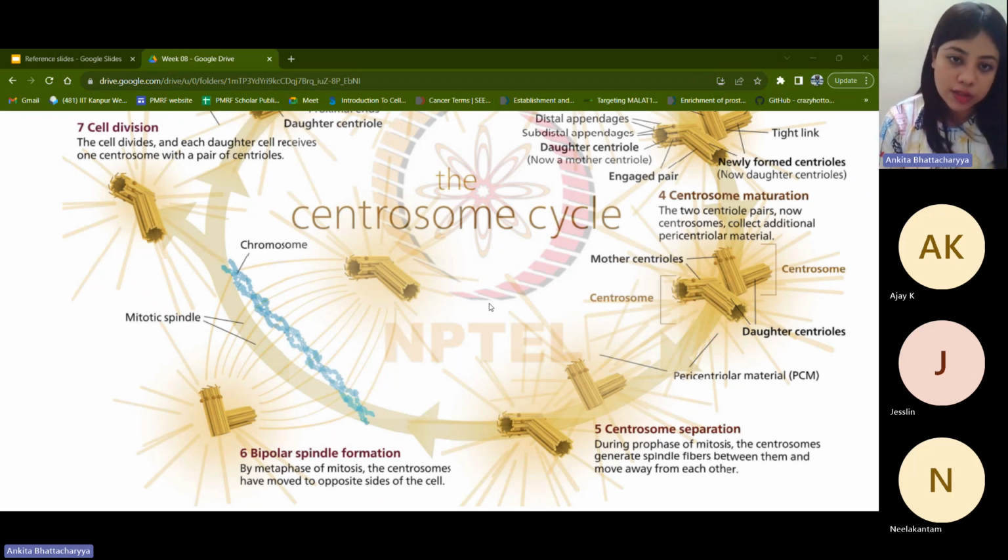Each cell initially receives one centrosome, and at the time of division, this centrosome duplicates, forming two centrosomes. Those two centrosomes move towards opposite parts of the cell. From them, the spindle fibers emerge, and those spindle fibers pull apart the chromosomes at the time of anaphase. Again, each daughter cell ends up with one centrosome that will again undergo duplication, and this process will continue over each cell division.